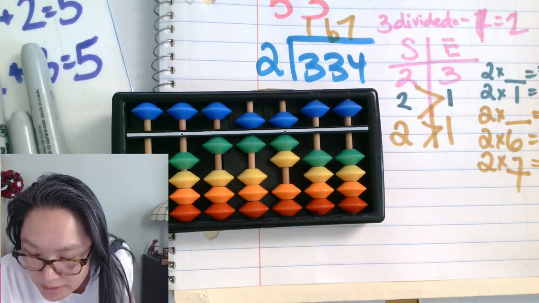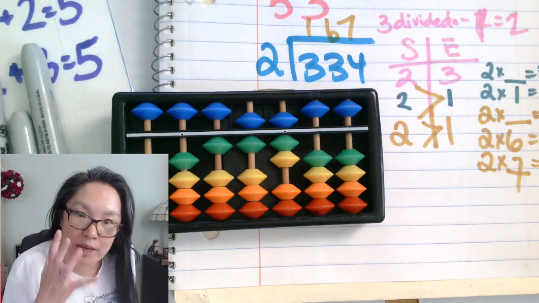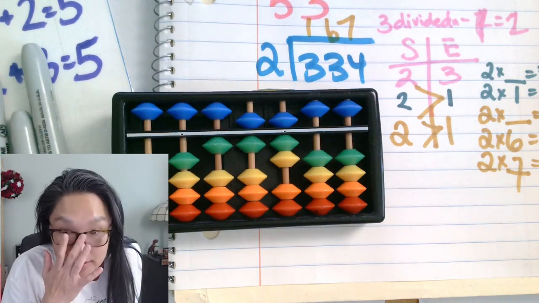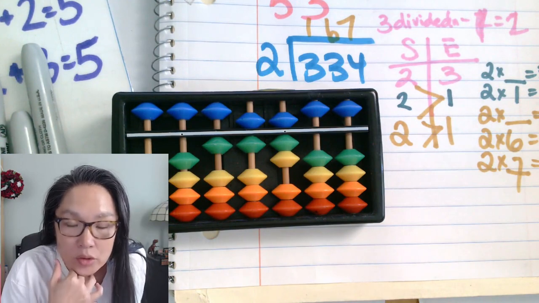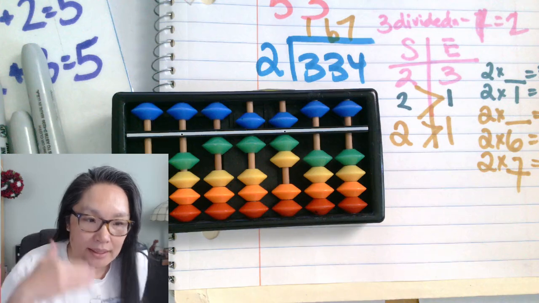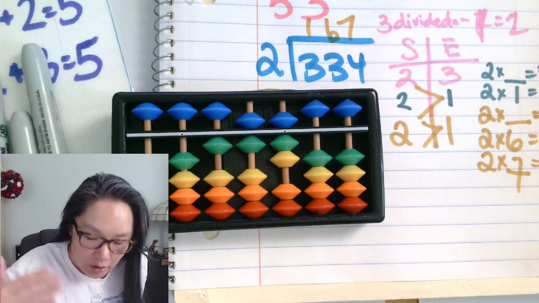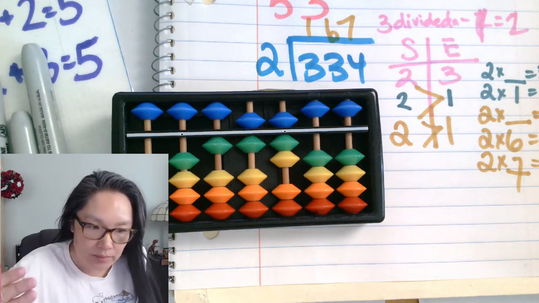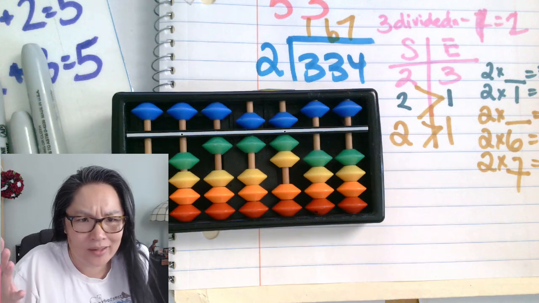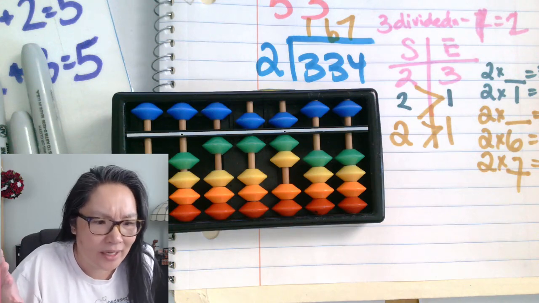And I think trying to push the kids to do mental math so quickly is a detriment. I don't think it helps the kids to go quickly to mental math. I think they need to understand how to move the beads, understand how the numbers work, before they can go into mental math. Like maybe when they're in grade 7 or 8 or whatever.